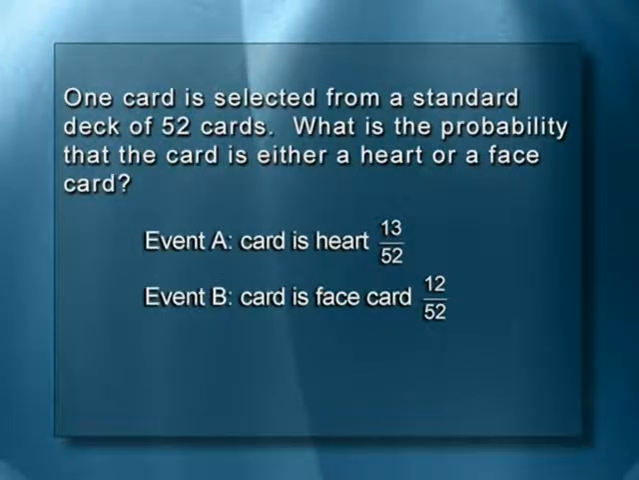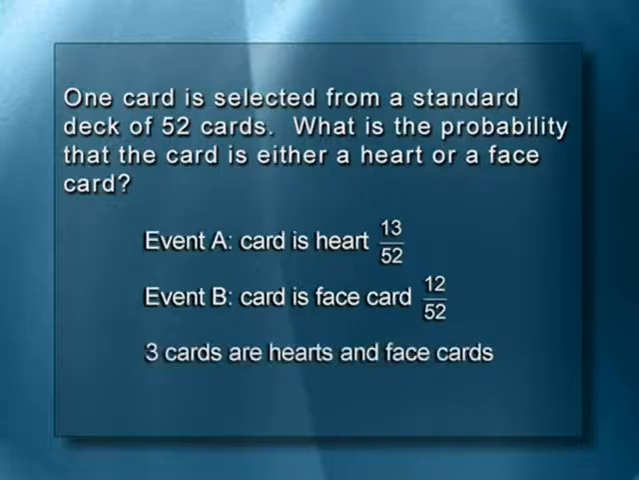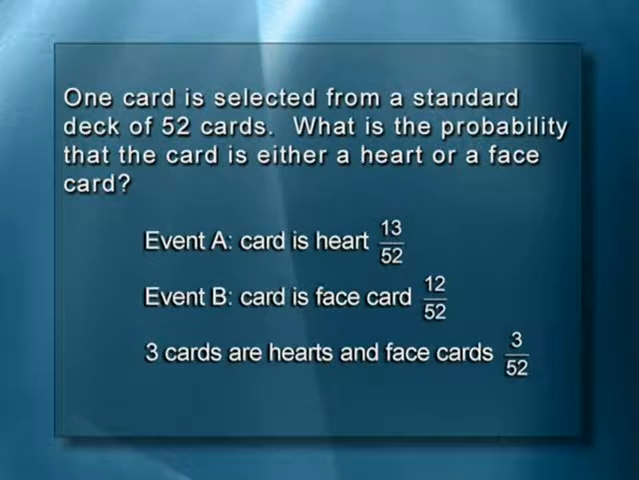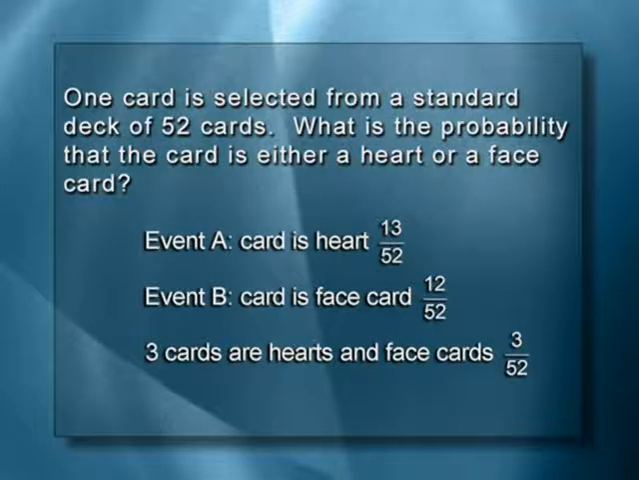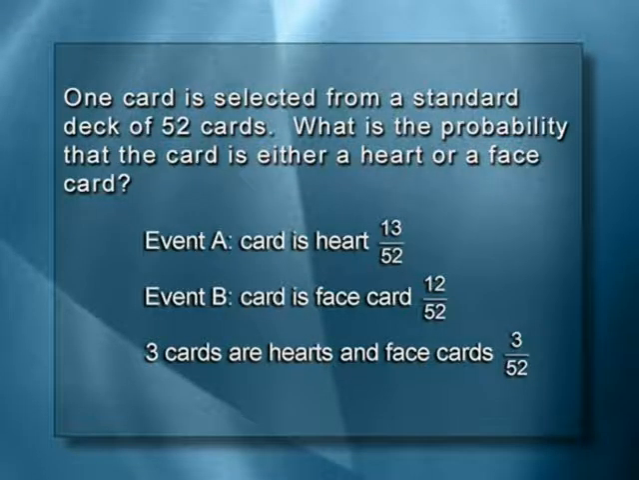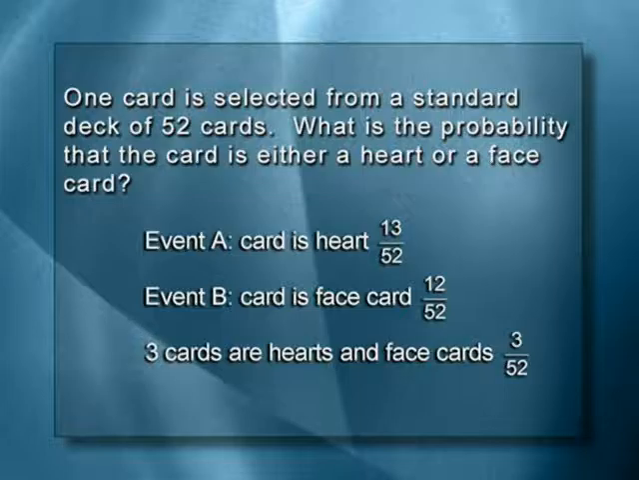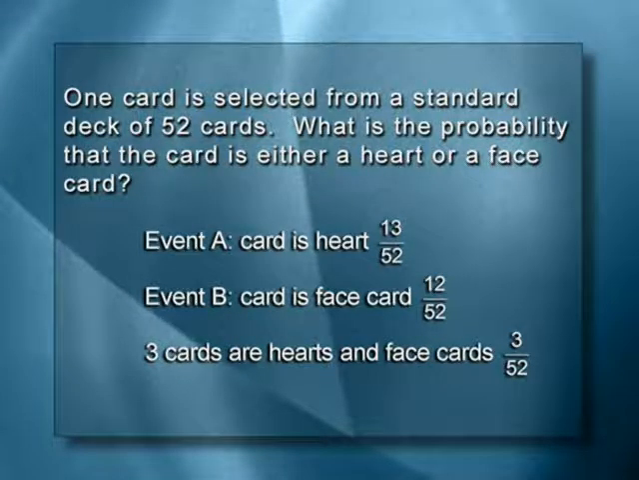But some of those face cards are hearts. In fact, 3 of them are, right? The jack, the queen, and the king of hearts. So that overlap, that intersection is 3. And so the probability of those is 3 out of 52. And we have to take that off. In a sense, you're counting things twice. If you count it as a heart and a face card, you've counted it twice. That's why you subtract off the 3 out of 52.